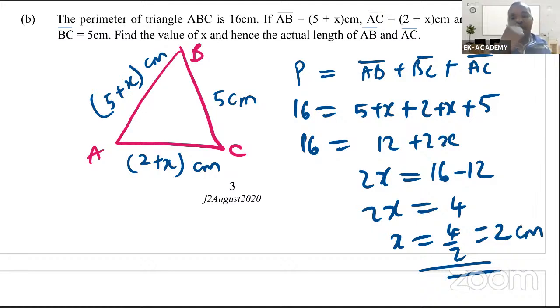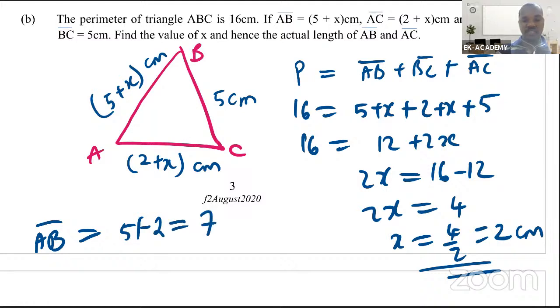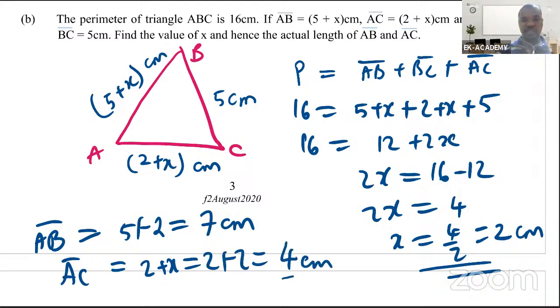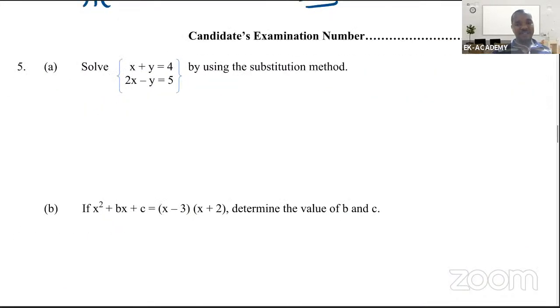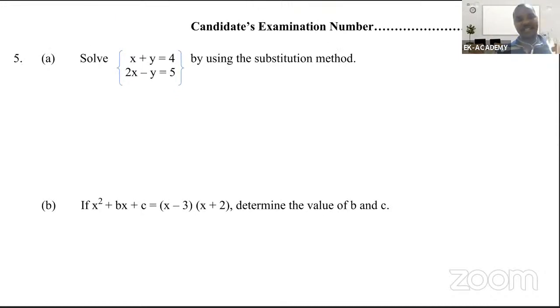And the actual length of AB. Now the actual length of AB will be 5 plus 2, which is 7 centimeters. And AC will be 2 plus XC, which is 2 plus 2, it is 4 centimeters. And now we are done with this question. We go to question number 5. So that was question number 4, dear students.